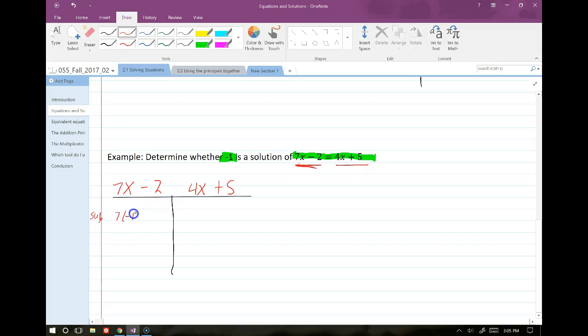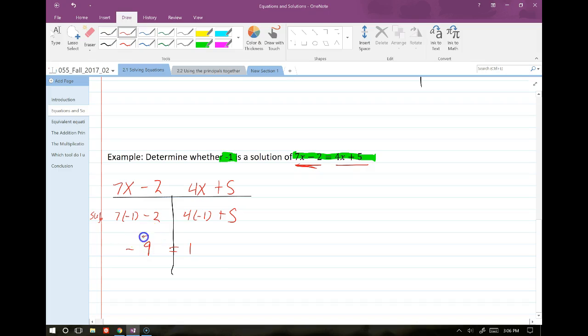7 times -1 minus 2. And we do the same thing on this side. 4 times -1 plus 5. And then we go ahead and we do our math, right? -7 minus 2, that's -9. -4 plus 5, what's that?